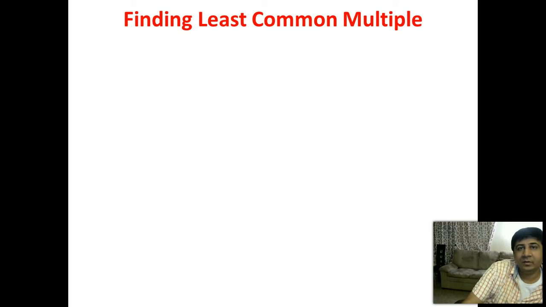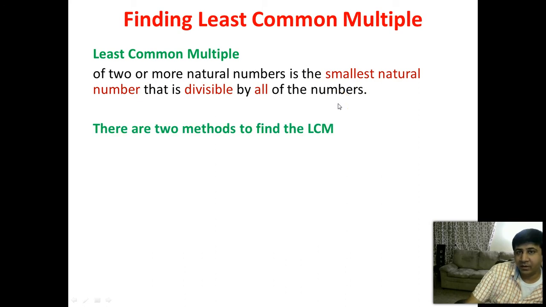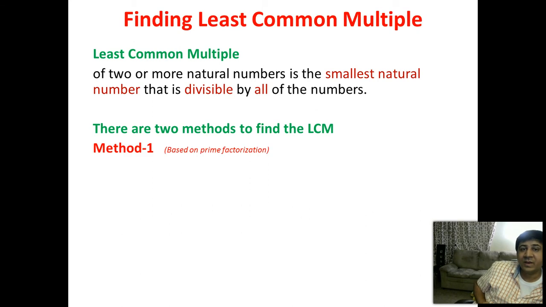Let's look at the detailed definition. The least common multiple of two or more natural numbers is the smallest natural number that is divisible by all the numbers. Now to find the least common multiple, or LCM, there are two methods which are used. The first method is based upon the prime factorization.